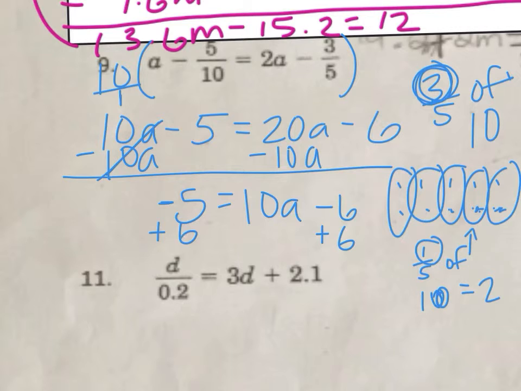Now this looks weird, but it doesn't mean I'm wrong. It just means that I have to keep going with the steps I've learned. Even if it looks weird, doesn't mean it's wrong. So 1 divided by 10, I ran out of space again, could you tell, is 1/10. So 1/10 equals a.